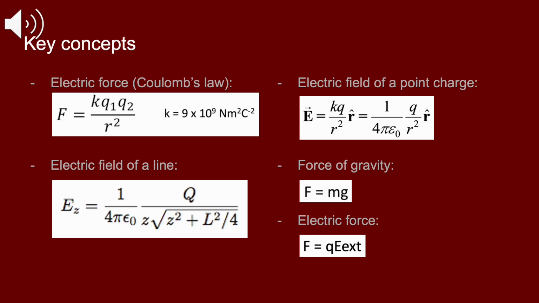Key concepts for this lab. First, we have the electric force, which is given by Coulomb's law, where F is equal to K into Q1 into Q2 over R squared, where K is Coulomb's constant. We also require the electric field for a point charge and the electric field for a line for the computational model. The other two forces involved are the force of gravity and the electrical force.